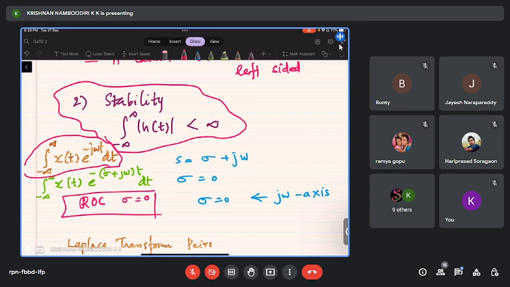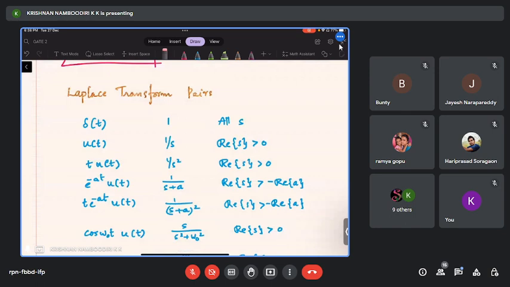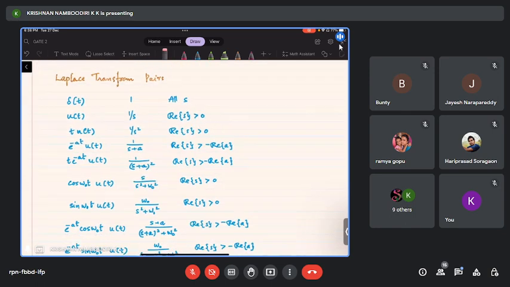Okay. So even if you don't understand these arguments, you must keep this in your mind: in order to have the Fourier transform existing or a system being stable, the ROC must contain the j omega axis. The j omega axis means the sigma equal to 0 axis. So this is the sigma axis and this is the j omega or omega axis. The j omega axis means sigma equal to 0. That is the equation of that j omega axis. Okay, that's all.